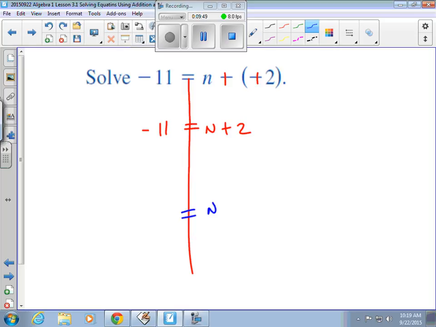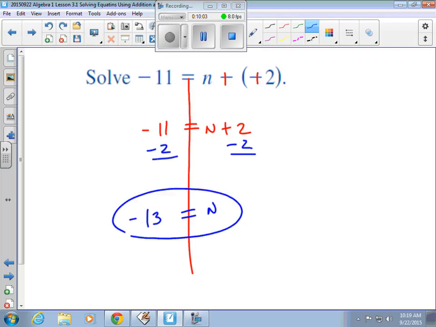We want to get n all by itself. We don't want something adding to n. So it says plus 2. We subtract 2 right there. If we do it on the right, make sure you balance it and do it on the left. Same sign, 11 and 2. Add them up. 11 plus 2 is 13. Keep the common sign negative. N is equal to negative 13.